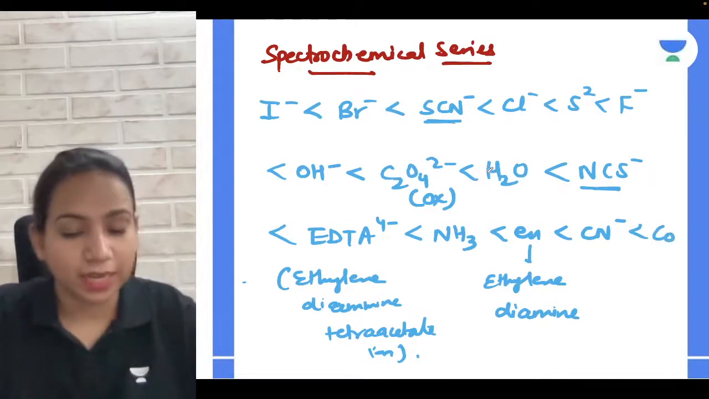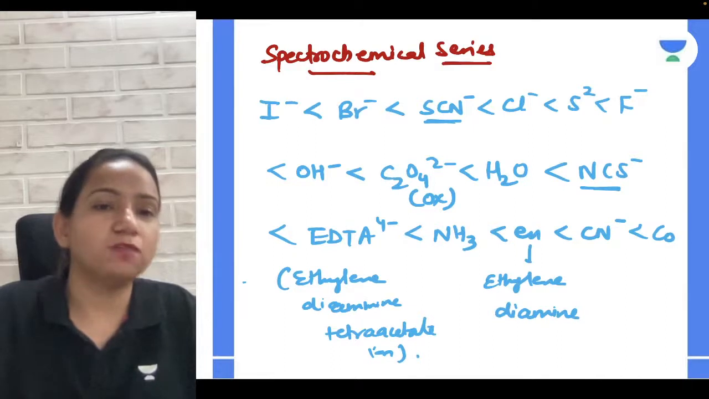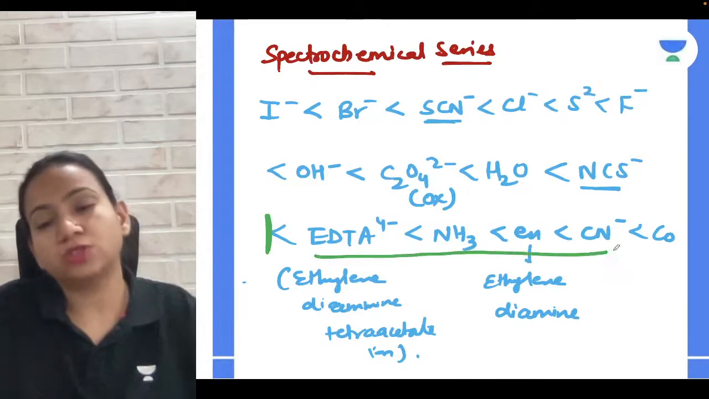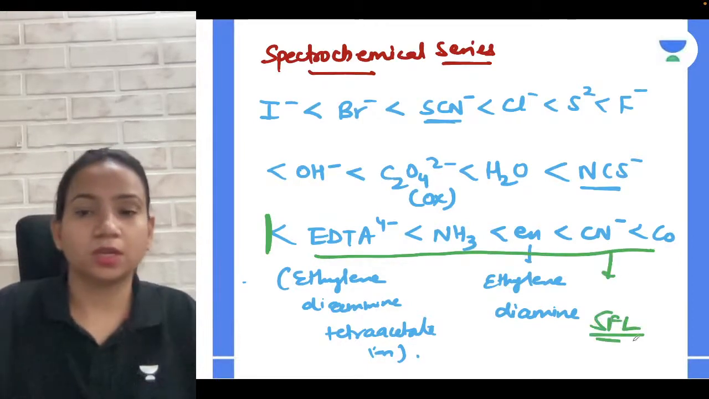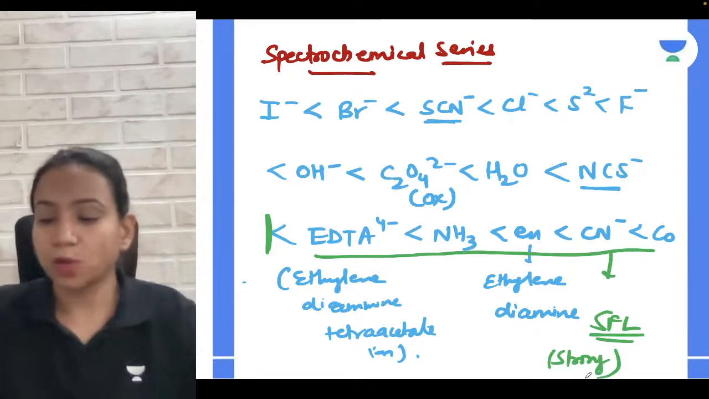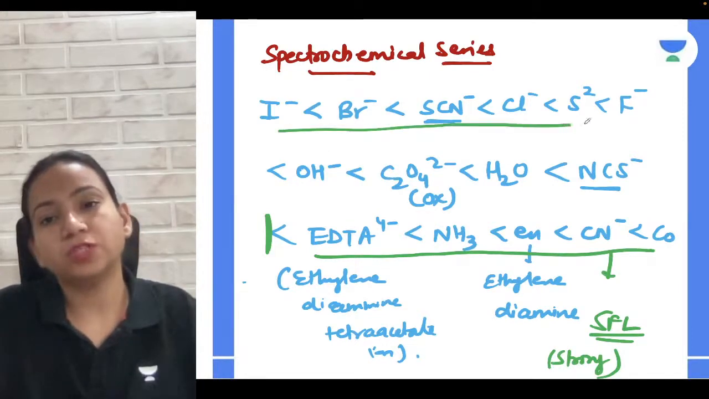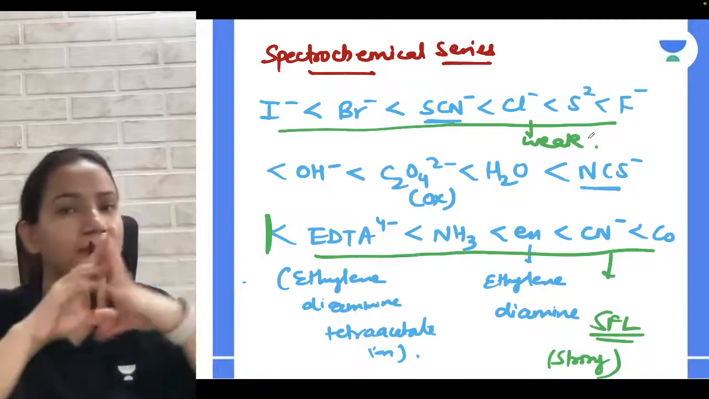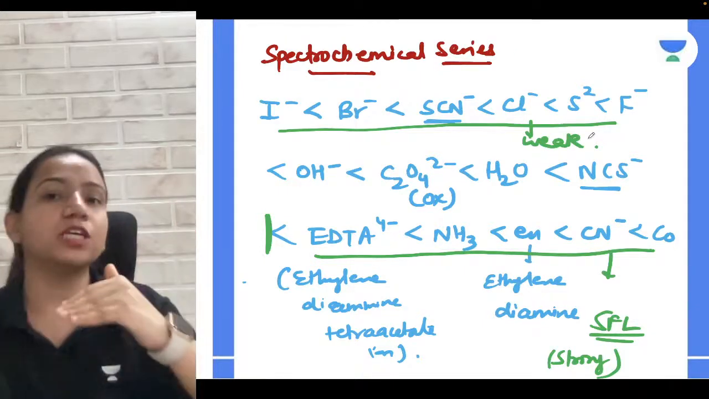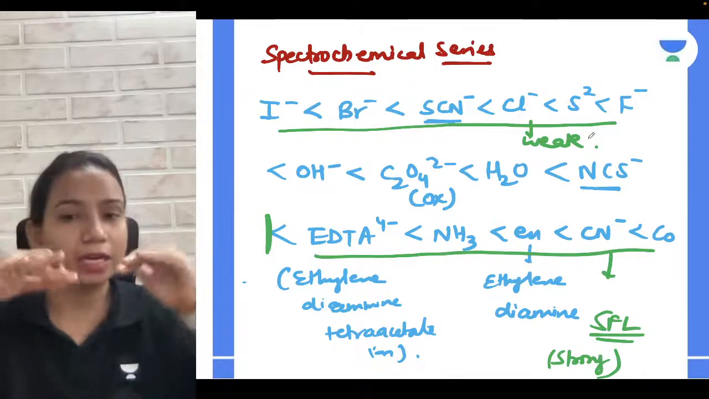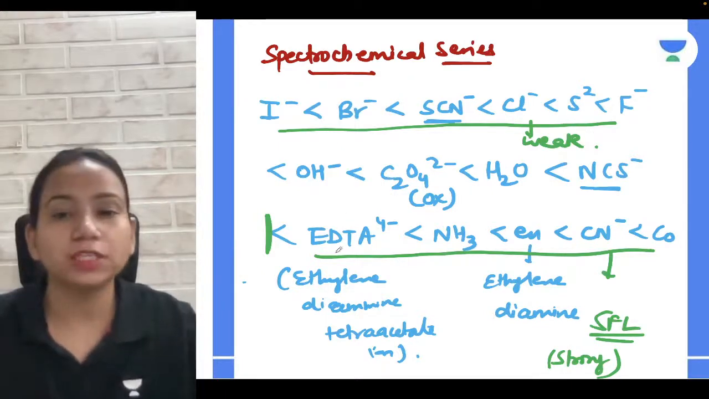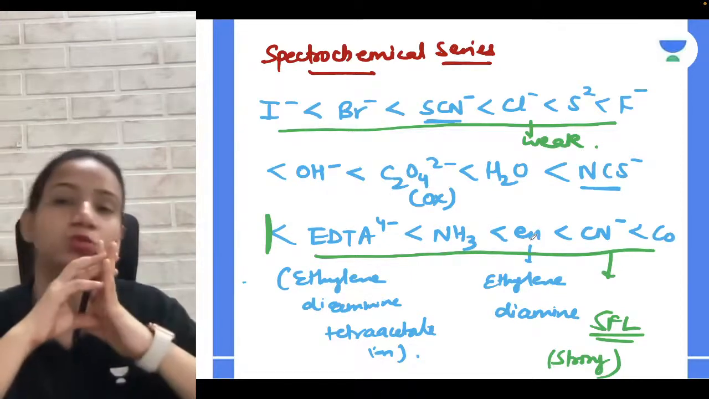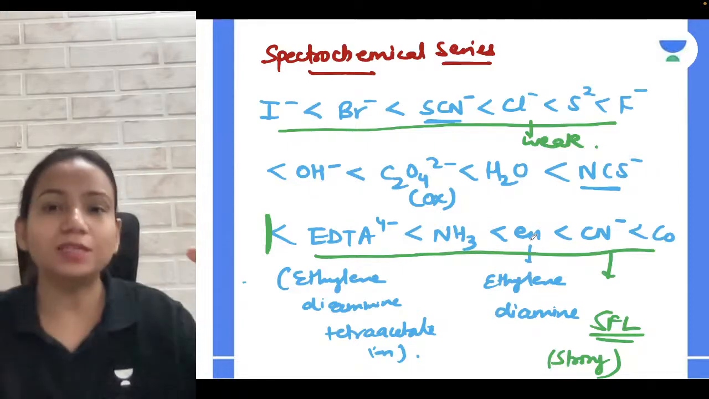So what you can relate is, guys, that after NCS minus, all of these ligands are strong field ligands, SFL. They are strong ligands, while the ones before are weak ligands. Now, in what oxidation state and how it works, we are going to learn that. But in general, in the starting of the spectrochemical series they are weak ligands, and at the end they are strong ligands. Strongest are EDTA, amine, ethylene diamine, cyanide, and CO, carbonyl. These are very strong ligands, and the ones above are very weak ligands.